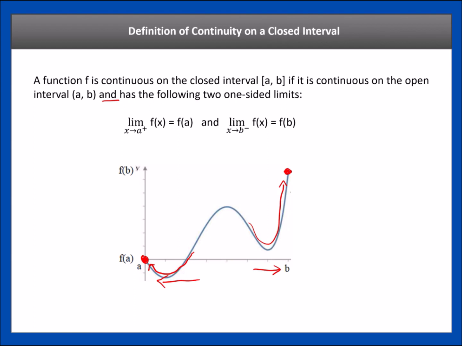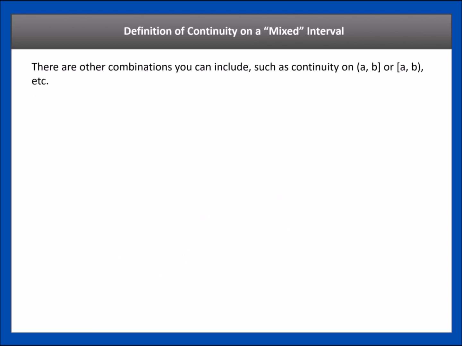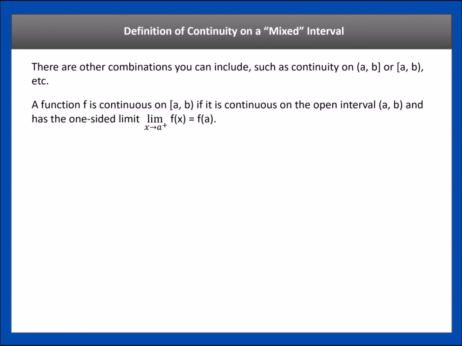That's what it means to define continuity on a closed interval. Now there's different combinations that you can do. So you could do continuity on the mixed interval AB where you include B, or AB where you include A and not B. So let's look at the second example where you have a mixed interval. The function f is continuous on AB, A inclusive, B exclusive, so you're excluding B.